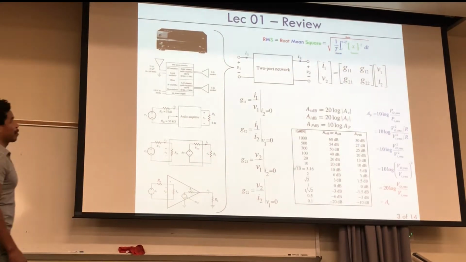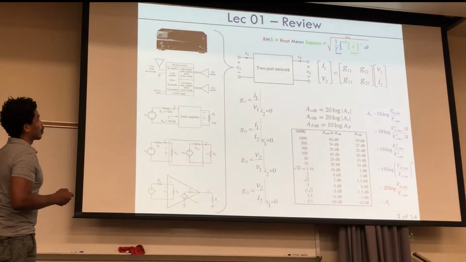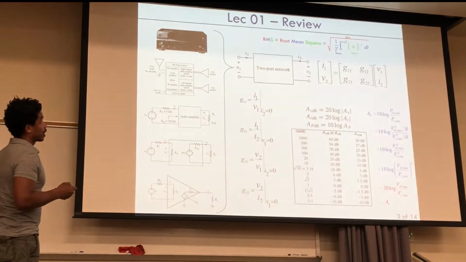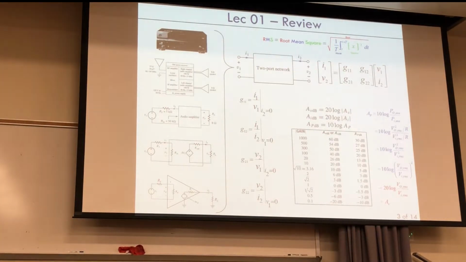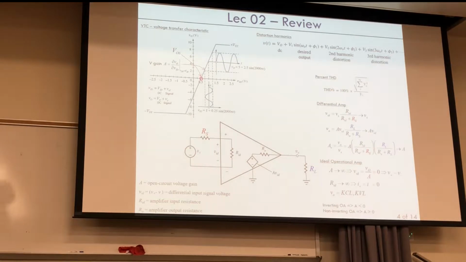Okay, and we also did a review of what root mean squared means, where it's the root. That means the square root, the mean, and then the square of whatever signal you're looking at. So that's basically lecture 1. For lecture 2, we look at the voltage transfer characteristic, okay, of these op amps. So basically, they have these limits right here and these are the voltages that are being supplied to power the op amp.